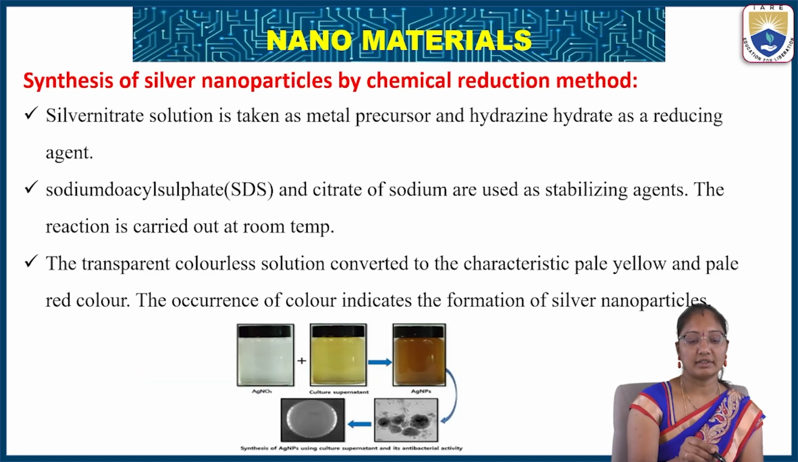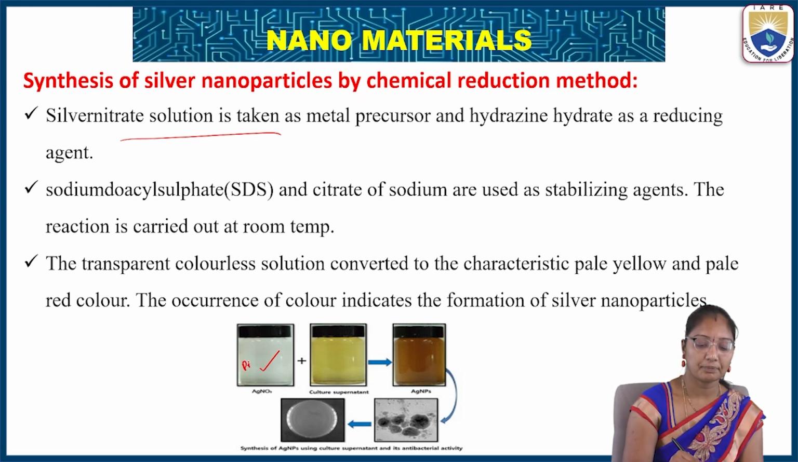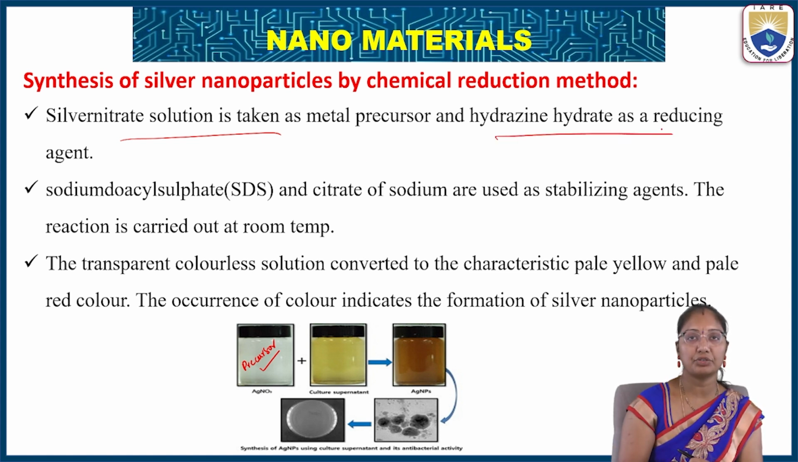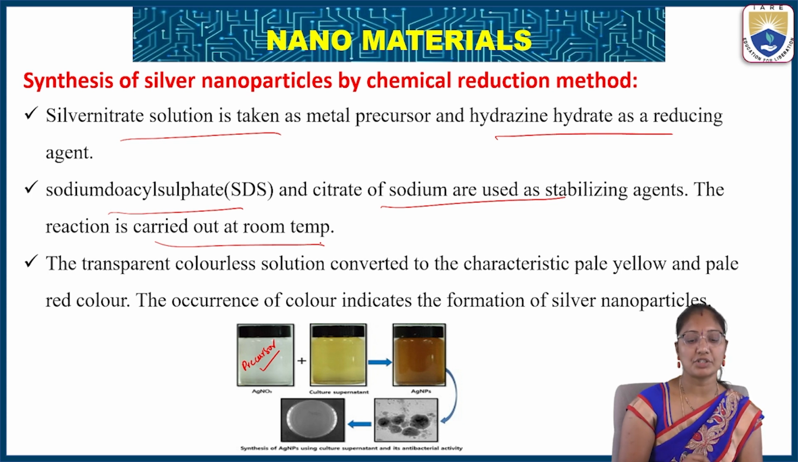Another example is the silver nitrate solution, AgNO3. The silver nitrate solution is the precursor. We react it with hydrazine hydrate as a reducing agent, and sodium dodecyl sulfate and sodium citrate are used as stabilizing agents. The reaction is carried out at room temperature.